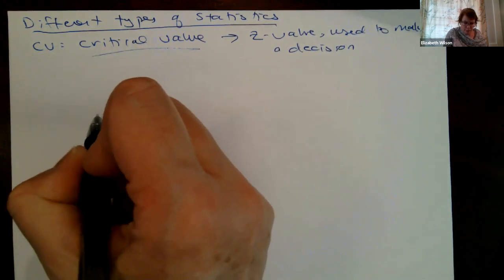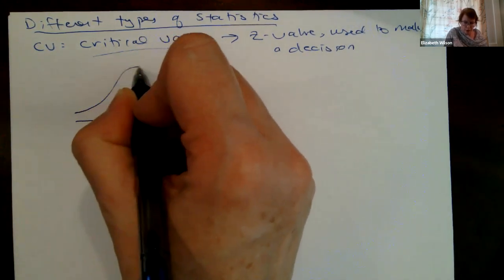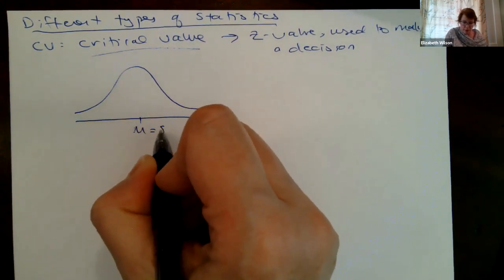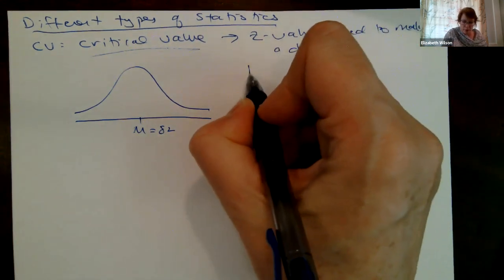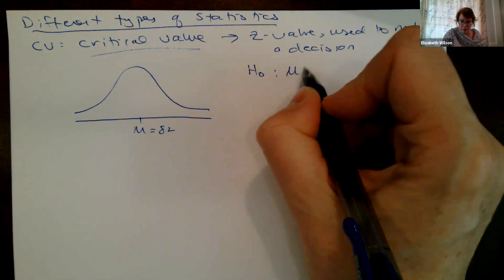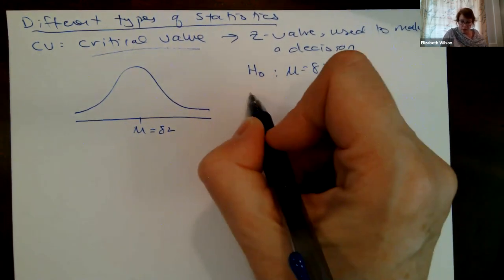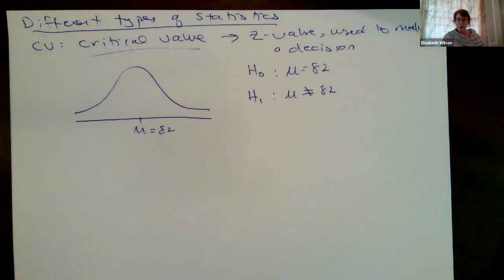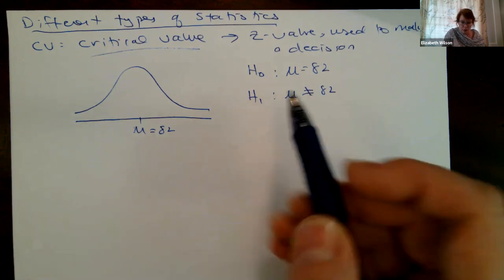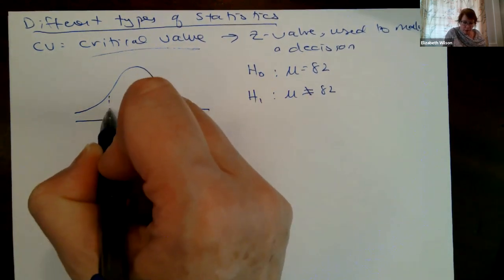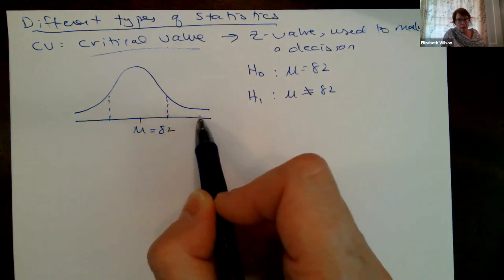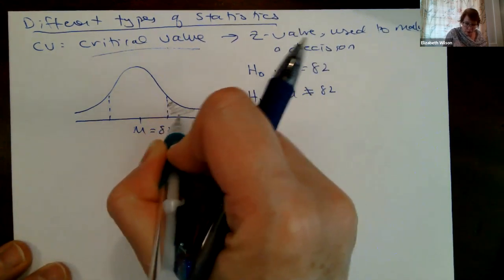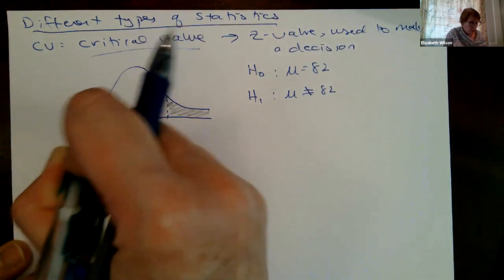So let's talk about what things can look like. If I've got my normal curve like this, say for example, and I have some mean value, let's say our mean value is equal to 82. So for example, my null hypothesis is that our mean is equal to 82. The alternative hypothesis is that the mean is not equal to 82. If we say the mean is not equal to 82, what that means is that the mean could be greater than 82 or it could be less than 82. So I'm going to shade in these regions here.